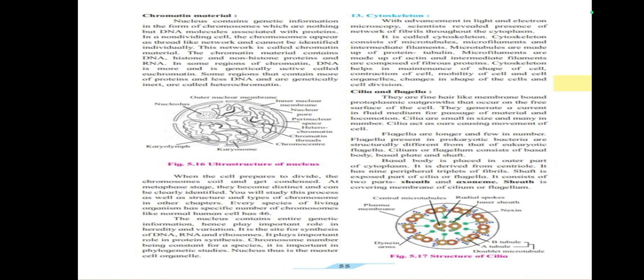You will study these processes as well as the structure and types of chromosomes in other chapters. Every species of living organism has a specific number of chromosomes, like normal human cells have 46. The nucleus contains the entire genetic information, hence it plays an important role in heredity and variation.